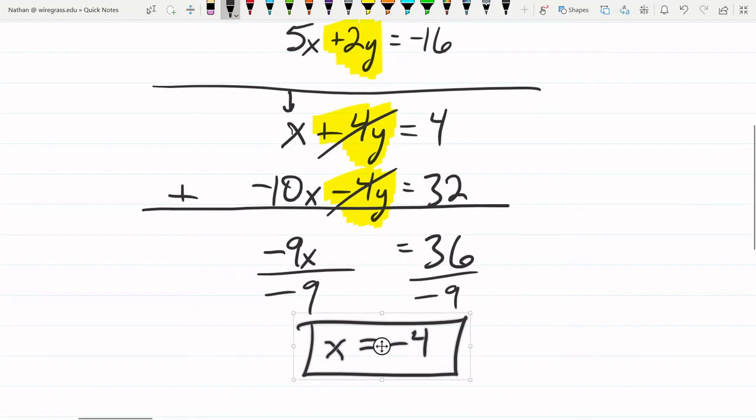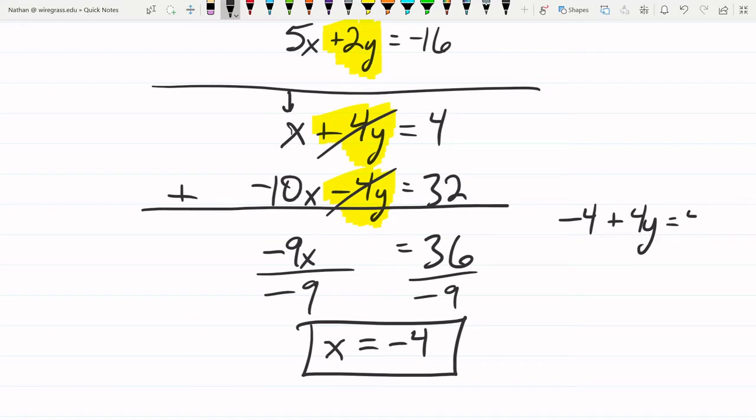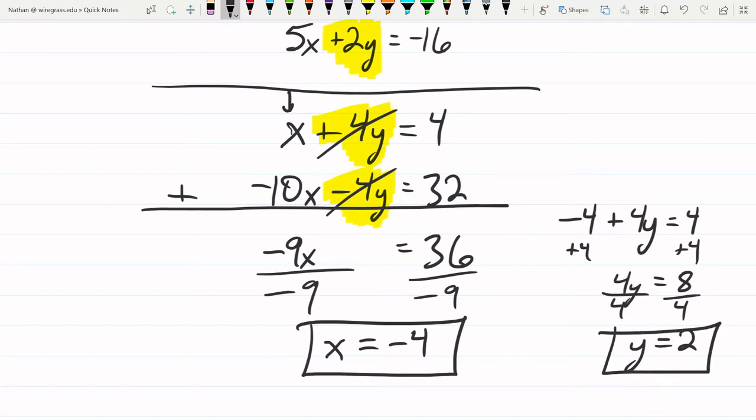So plugging that in, I get x, which is -4, plus 4y equals 4. Now I can solve for y by adding the 4 and dividing by 4, giving us y equal to 2. And there's my other variable. We have x, we have y. That gives us an ordered pair, -4, 2.